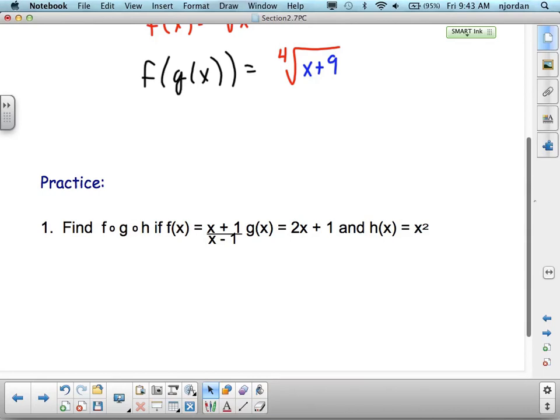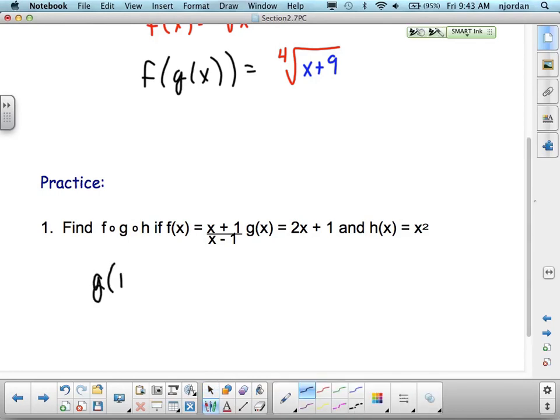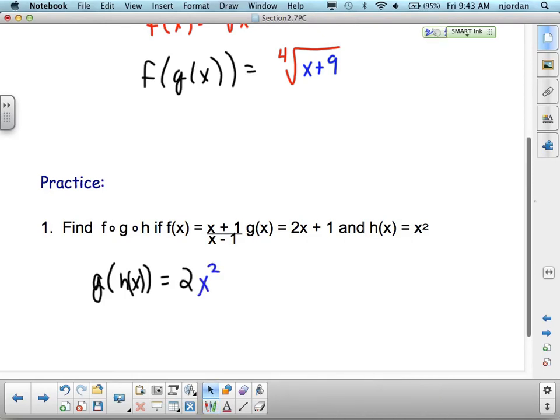Sometimes you can have multiple compositions here. So let's start with substituting the h function into the g function. So let's do g of h. I'm going to take my h function, which is x squared, and plug it into the g function. So I'm going to take my x squared and substitute it in for x.